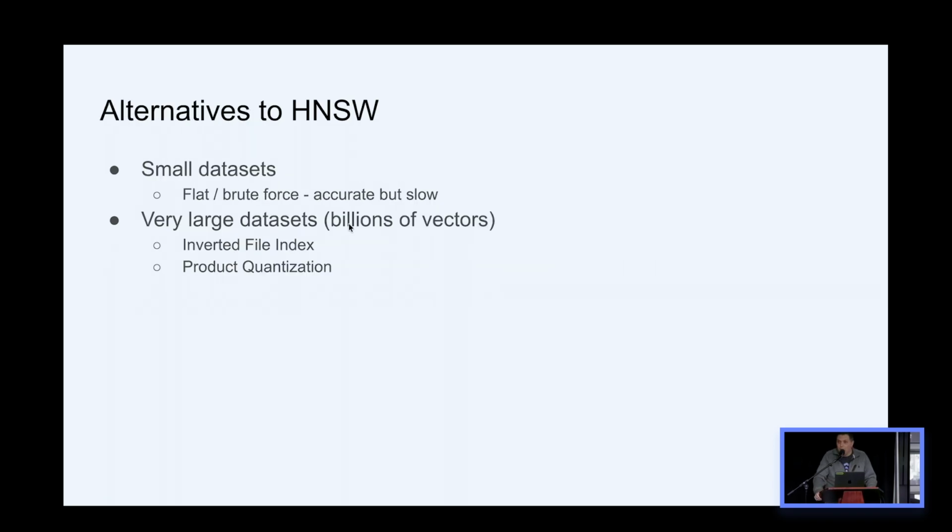And if you don't want to use HNSW, you don't have to. Like I said, brute force will work fine. And if you have very large data sets, then there are approaches called inverted file index and product quantization. But HNSW is probably the most common.